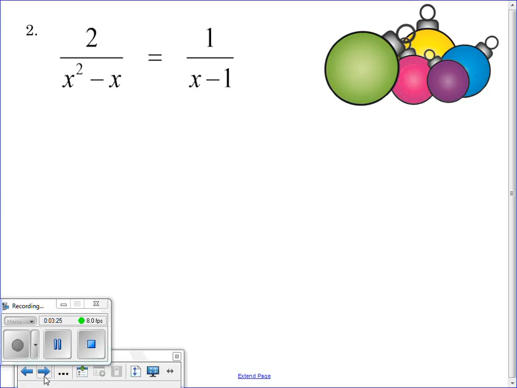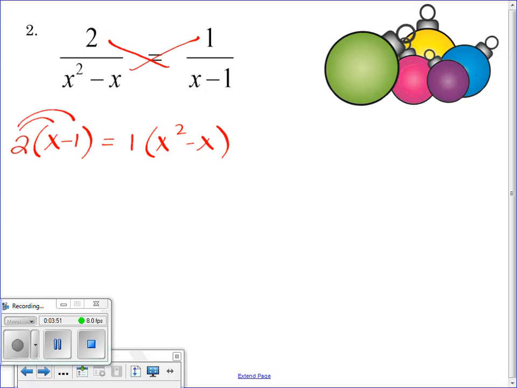All right, so number 2, we're going to cross multiply again. Again, it does not matter which way you go first. So we're going to have 2 times x minus 1 equals 1 times x squared minus x. All right, again, just keep in mind when you're doing this, whenever you cross to the other way, there's an equal sign that goes in between what you got going on there. So just like before, I'm going to distribute. We'll get 2x minus 2 equals x squared minus x.